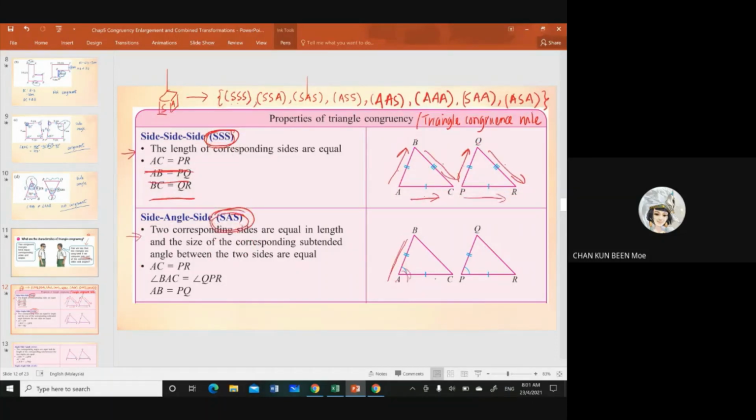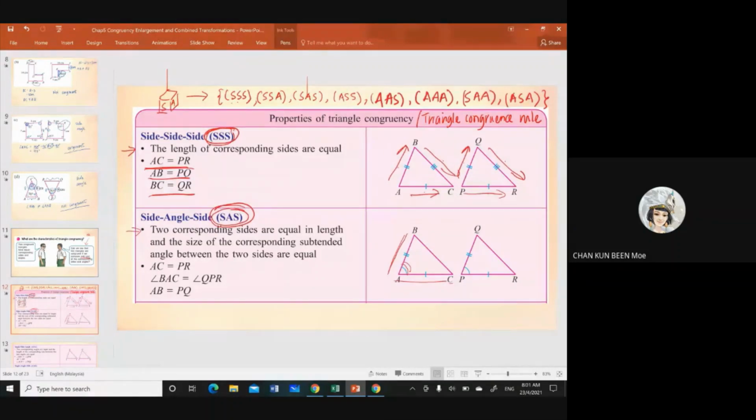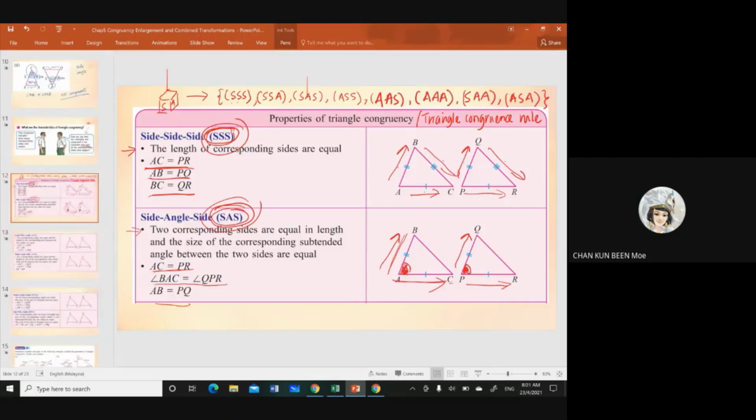After that, it follows by another side. Okay, so you can see given AC equal to PR, this one equal to PR. And then BAC equal to QPR. So BAC is the angle over here, is equal to angle QPR. AB equal to PQ. So this one equal to PQ. Okay, so these two are SSS and SAS. Okay, we look at the next one.